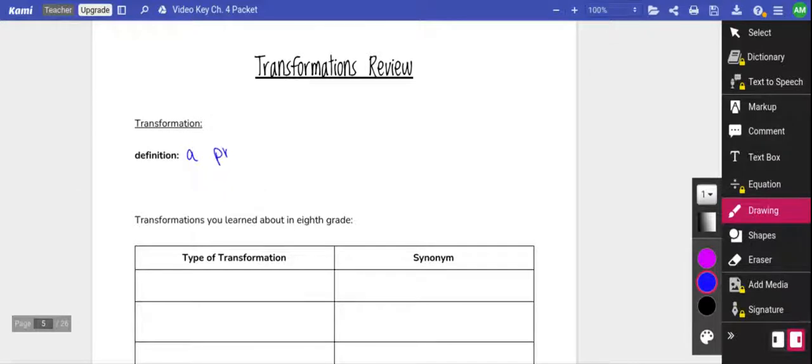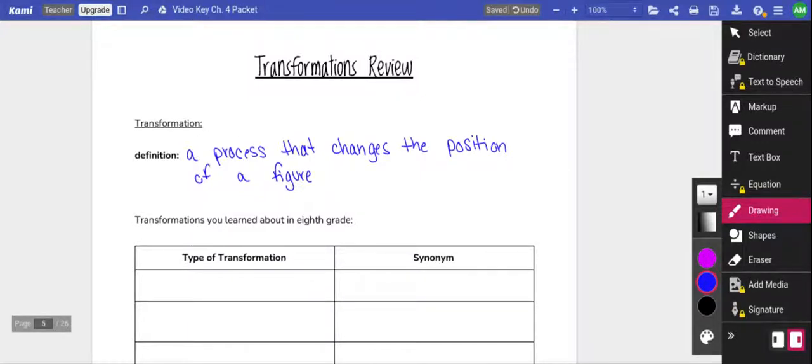So a process that changes the position of a figure. And there are three main types of transformations we're going to talk about in this unit.